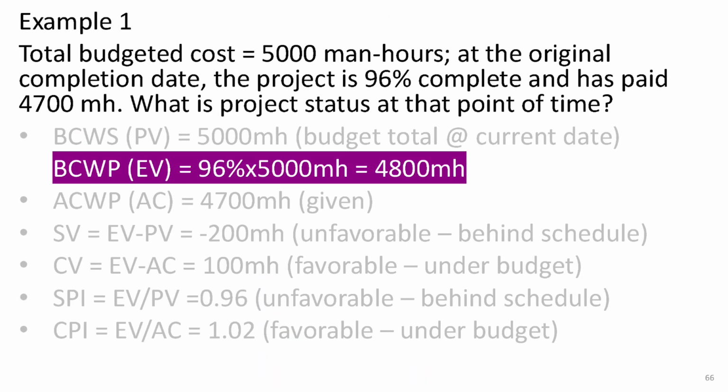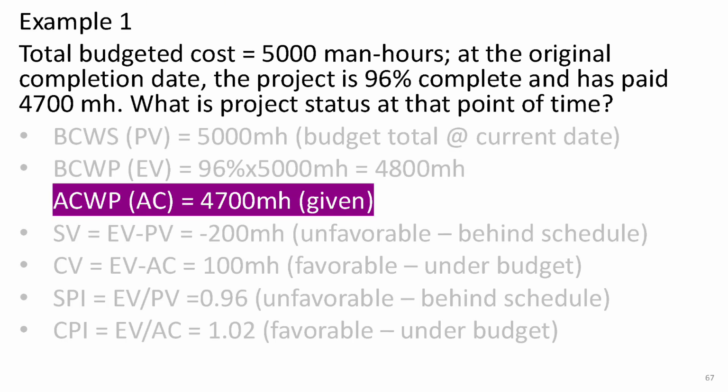Earned value, EV, or budgeted cost of work performed, BCWP, is the amount of work we've actually completed. 96% multiplied by the total budget, 5,000 man-hours, equals 4,800 man-hours. This value represents how much work was actually accomplished compared to the planned amount. Next, actual cost, AC, or actual cost of work performed, ACWP, is the actual amount of work done, measured by the hours spent. In this case, 4,700 man-hours were used, as given.